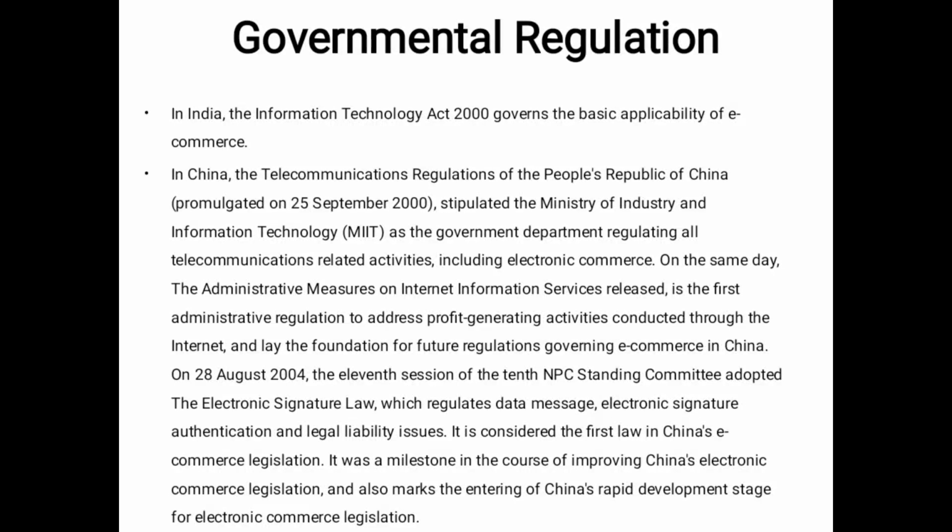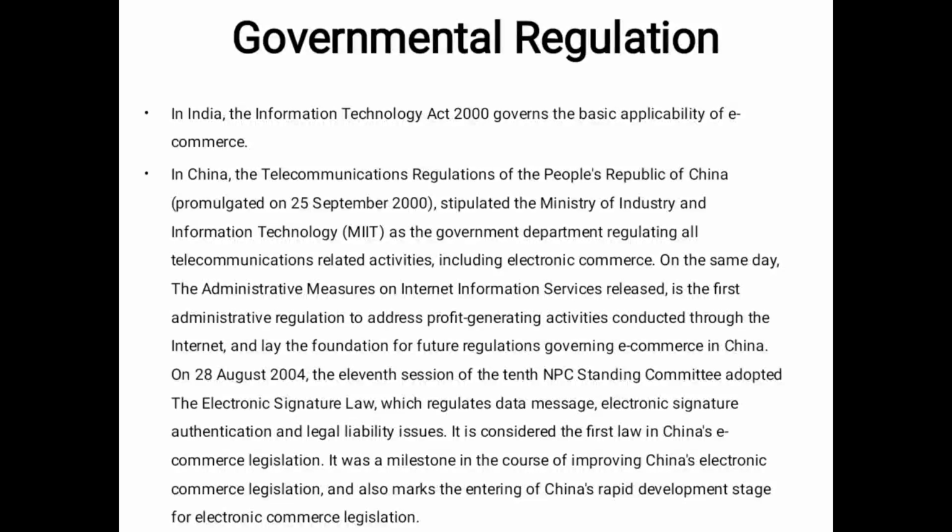Then, in China, the Telecommunications Regulations of the People's Republic of China, promulgated on 25th September 2000, stipulated the Ministry of Industry and Information Technology as the government department regulating all telecommunications related activities, including electronic commerce. So on the same day, the Administrative Measures on Internet Information Services were released, the first administrative regulation to address profit generating activities conducted through the internet, laying the foundation for future regulations governing e-commerce in China.